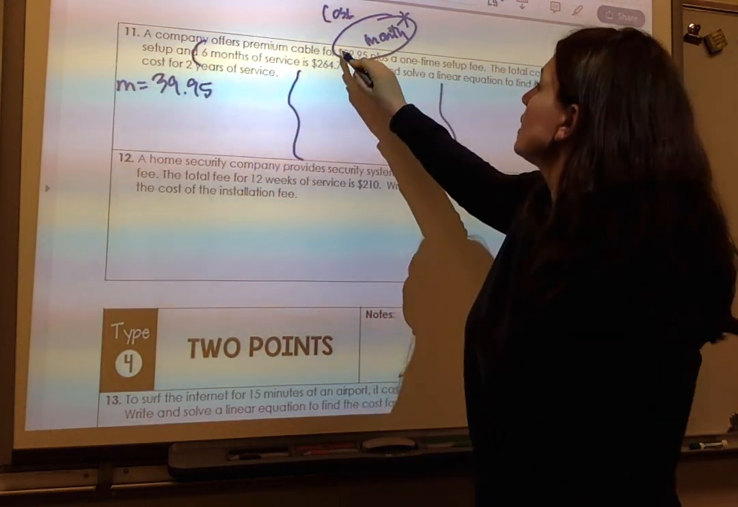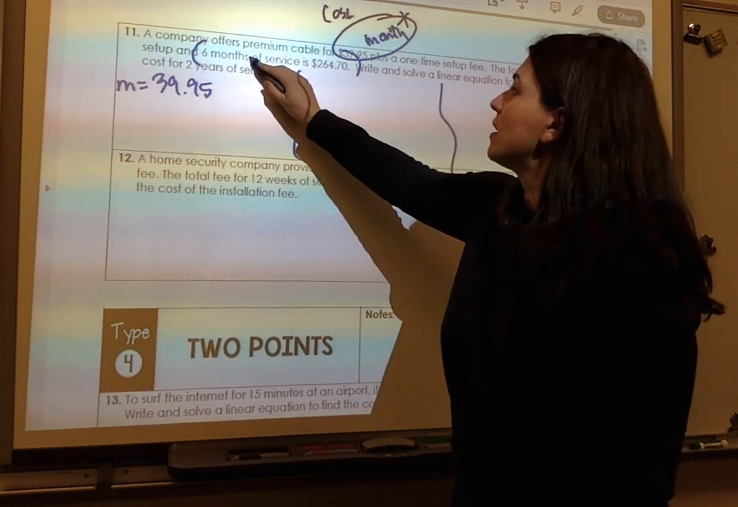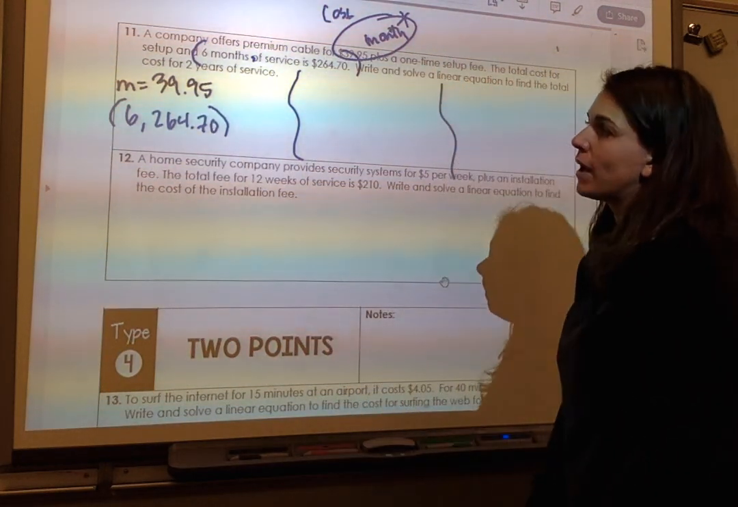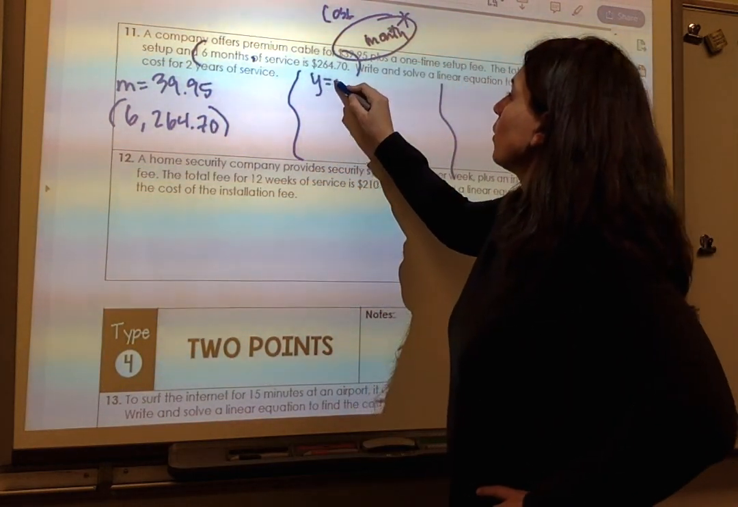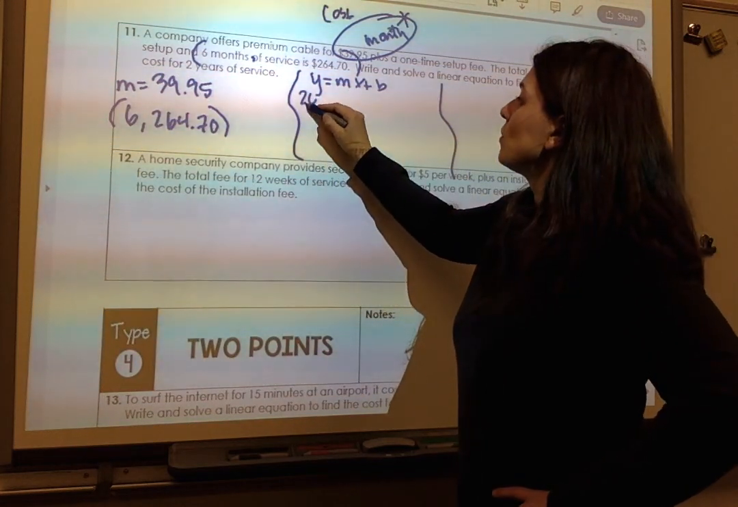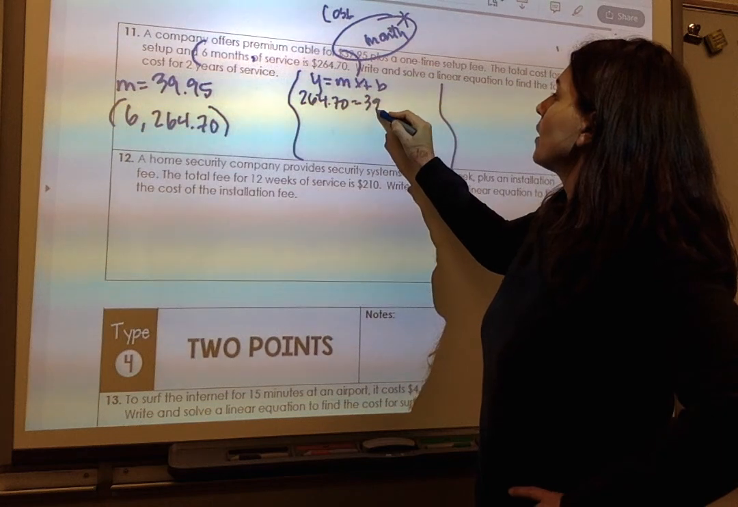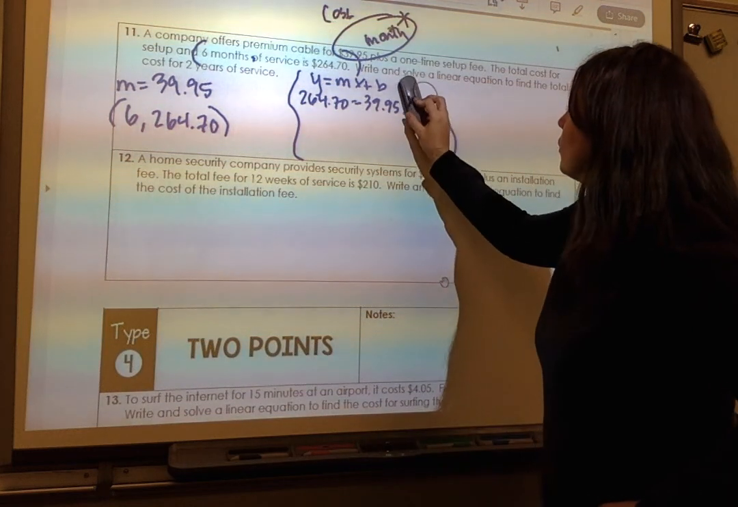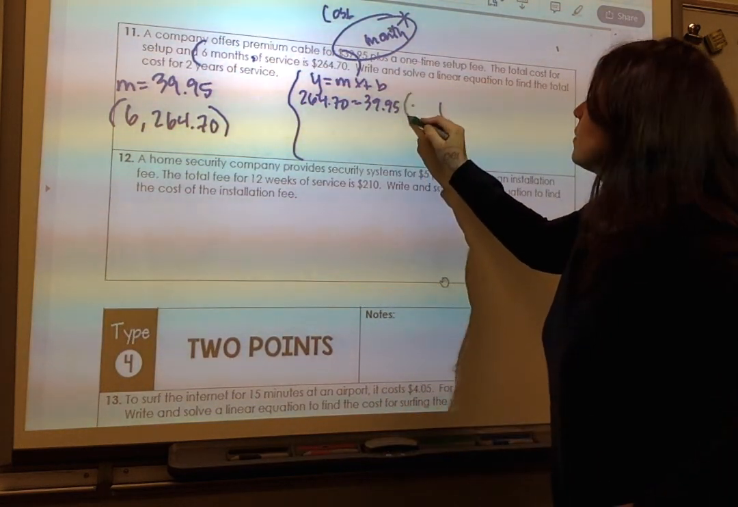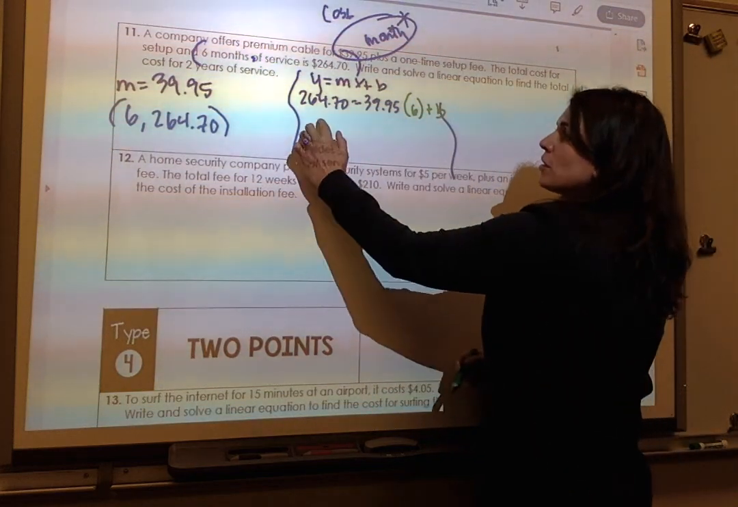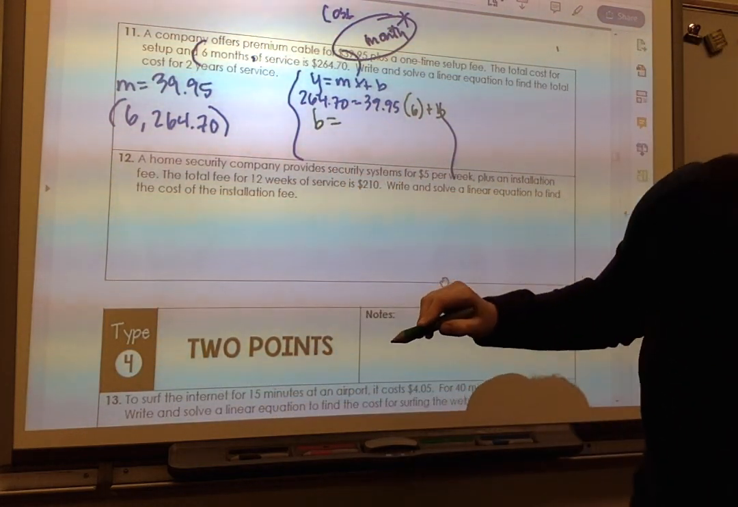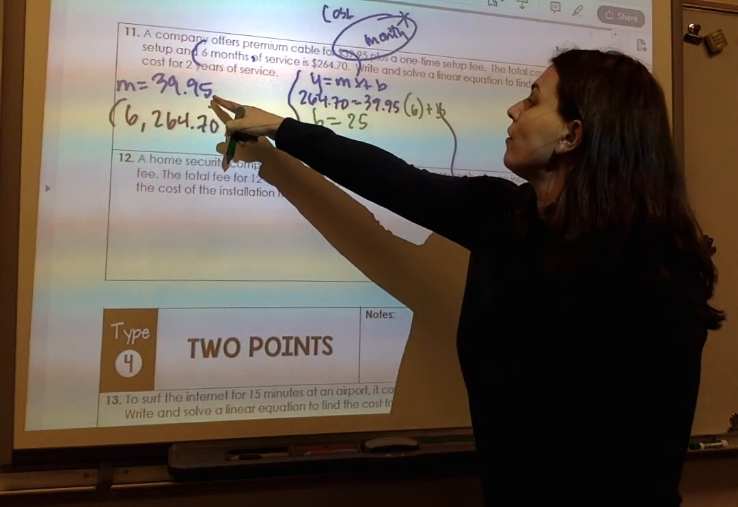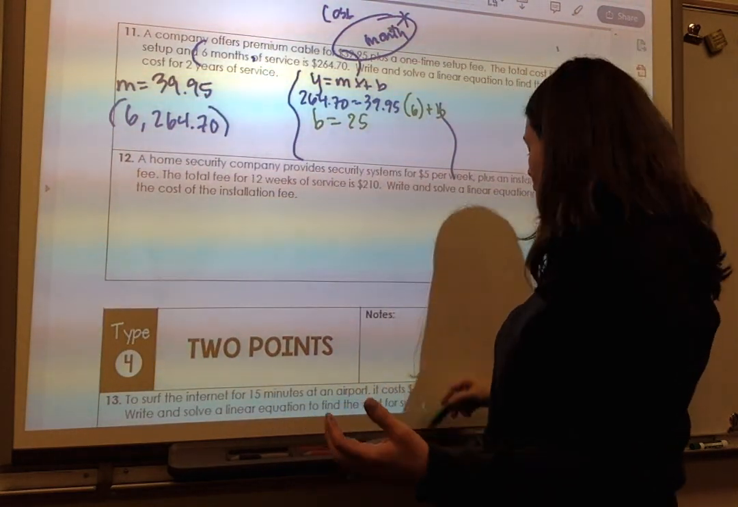So for 6 months, it's $264.70. So 6 months is $264.70. So I have my slope and I have my point. So now I'm going to use my shortcut y equals mx plus b. Y is 264.7. And my slope is $39.95. And of course, I'm going to use a calculator to solve for b. So that's 6 plus b. So when I multiply and then subtract, my b value here, I'm just going to tell you, is 25.